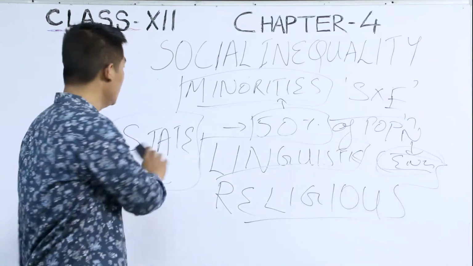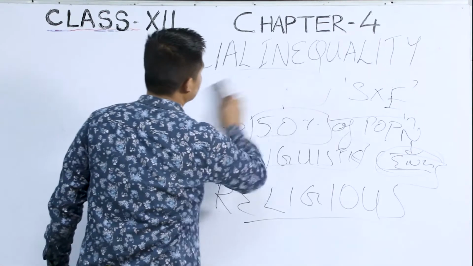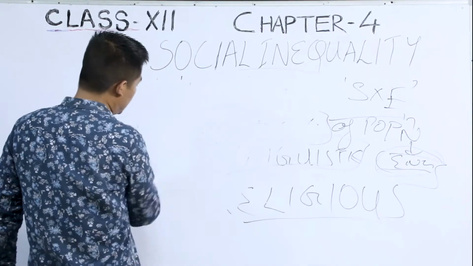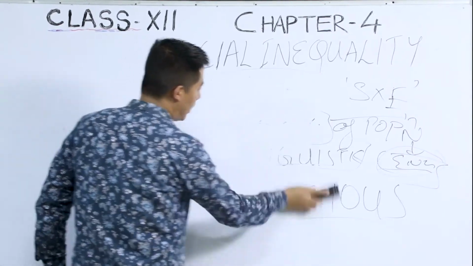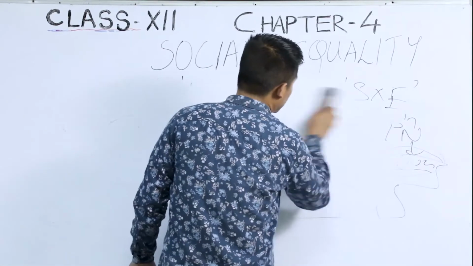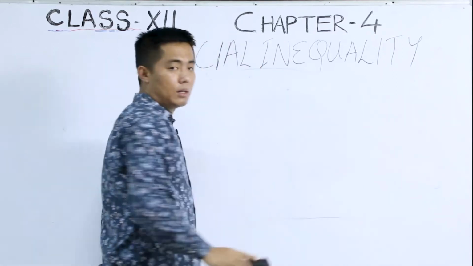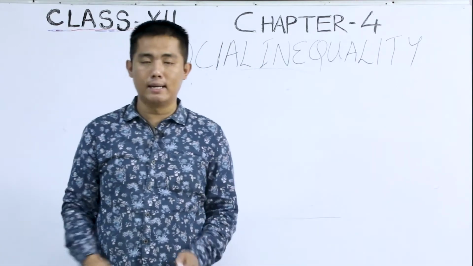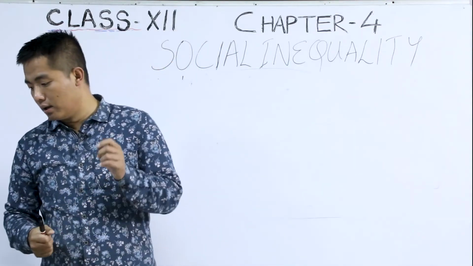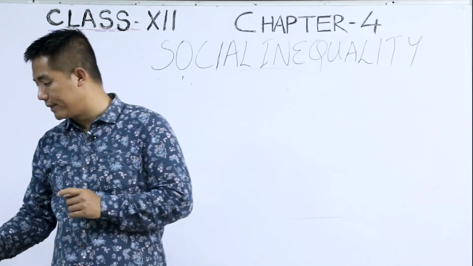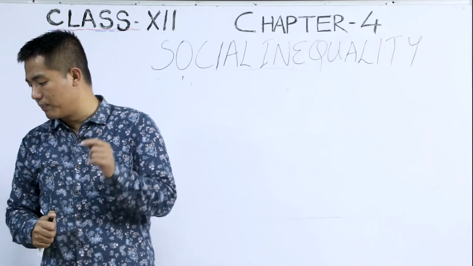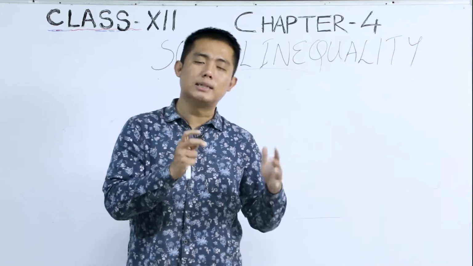Now, the government of India has come up with some constitutional provisions in order to look after these problems which have been faced by the minorities. Here, Article 29, clause 1, says that minorities have the right to preserve their own languages. The right has been given.